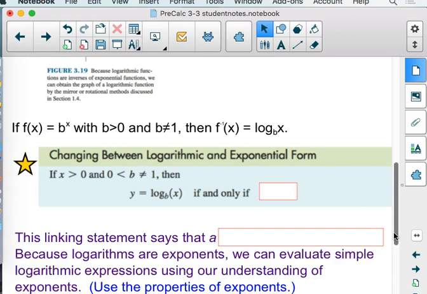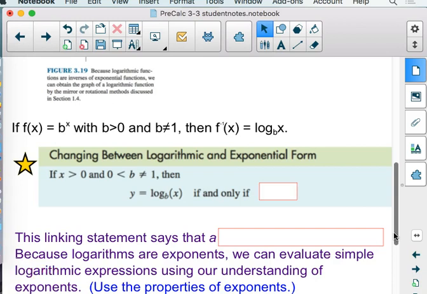If f of x equals b to the x, where the base is greater than 0, and b is not 1, because 1 to any power is just 1, there's nothing fun about that, then the inverse of f of x is going to be the logarithm base b of x. Got to make the bases match. That's what we have to do. So changing between logarithmic and exponential form.